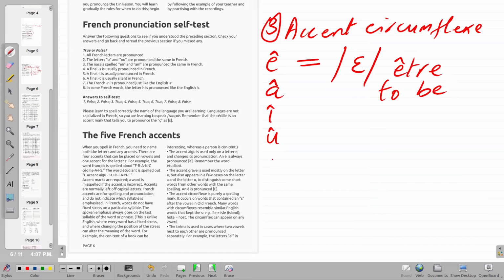So the fourth one is cédille. Accent cédille.